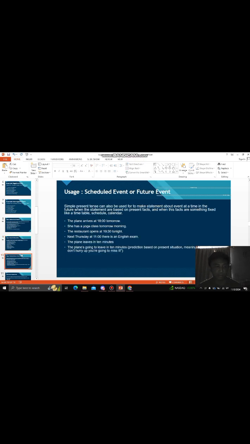Scheduled events or future events. Simple present tense can also be used to make statements about events in the future when the statements are based on present facts, and when these facts are something fixed like the timetable, schedule, or calendar. For example, she has a yoga class tomorrow morning and the plane leaves in 10 minutes.